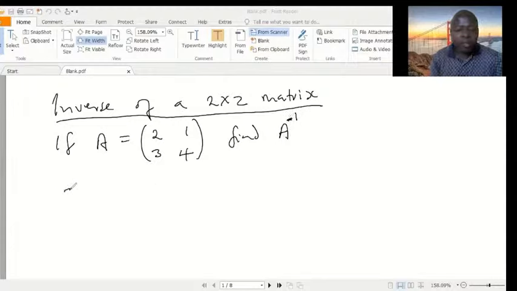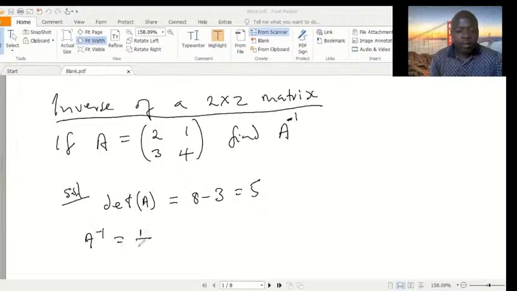So our solution: normally, the first thing you do is to find the determinant of A. And the determinant of A is this product, which is 8, minus this product, which is 3, and this is 5. And so the inverse of A would be 1 over the determinant times the adjoint of A.